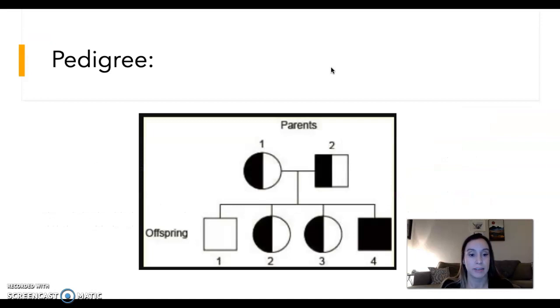And here's a pedigree showing how the autosomal recessive disorder affects offspring. Here you can see that both parents are carriers, but they do not express it, and they end up having one child that is not affected, one child that is affected and expresses the disorder, and two children that are just carriers for the disorder.